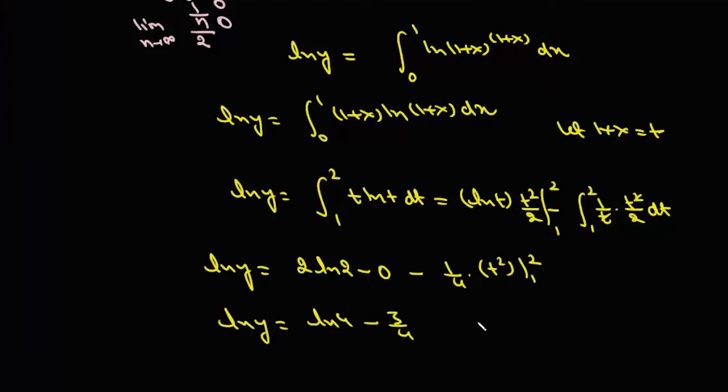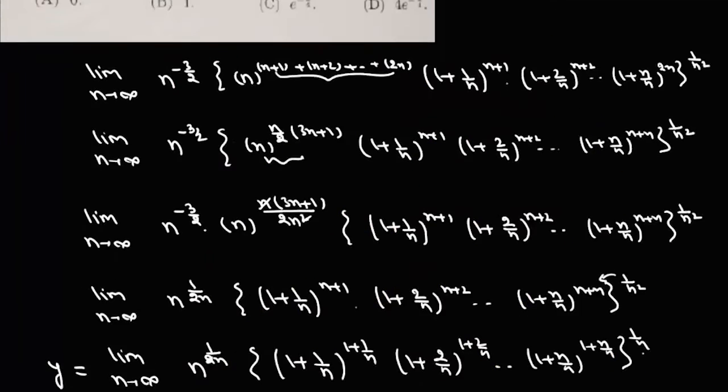So this y will be e to the power log 4 into e to the power minus 3 by 4. Now e to the power log 4 is simply 4. So the answer to this limit is 4 into e to the power minus 3 by 4. And that's your option D.